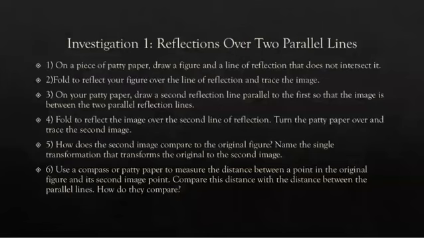Let's look at another investigation. We're going to reflect over two different parallel lines. So on a piece of patty paper, draw some kind of figure and a line of reflection that doesn't intersect your figure. Fold on the line of reflection so that you can draw the image. Then open it up and draw a second reflection line parallel to the first one so that your image is between the two parallel reflection lines. Now fold over this second reflection line and trace the image again. How does this second image compare to the original figure?